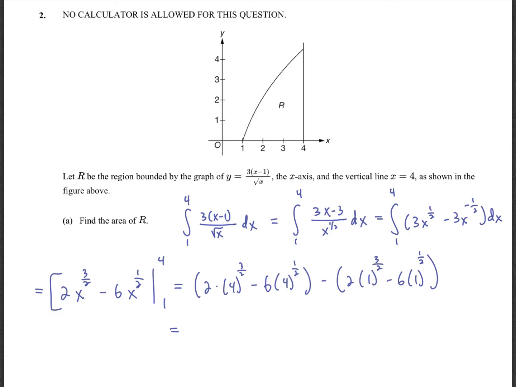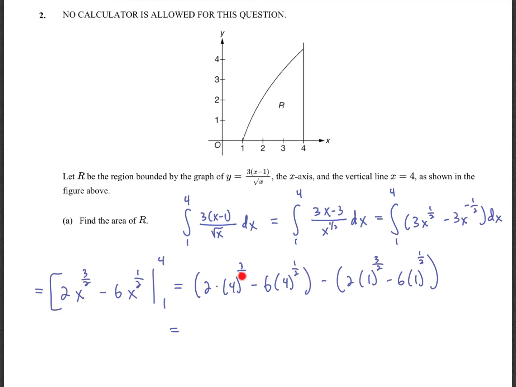Okay, and then when you're evaluating a number to a fractional exponent, you can do either one first, but the bottom of the exponent is the root and the top is the power. So if the root goes in evenly, or if you can actually take whatever this root is of this number without a calculator, then you should do that.